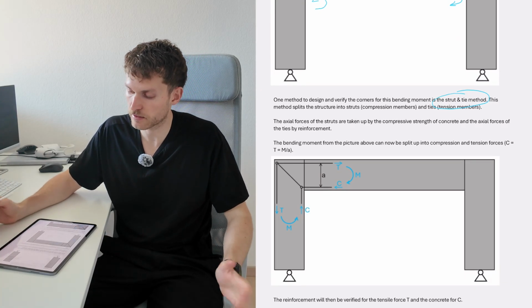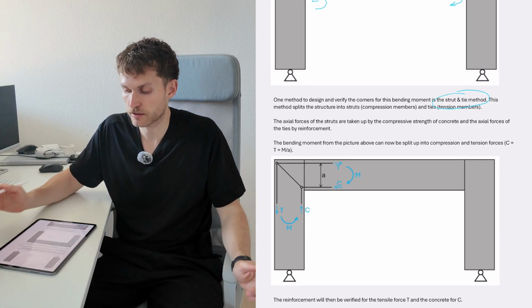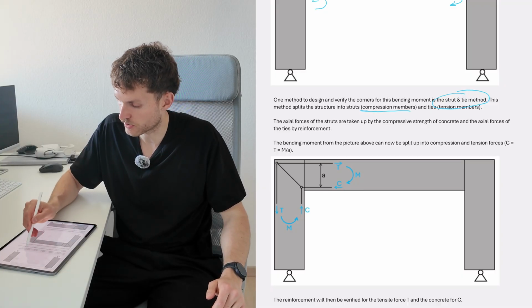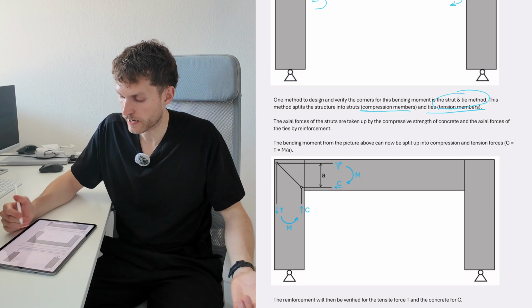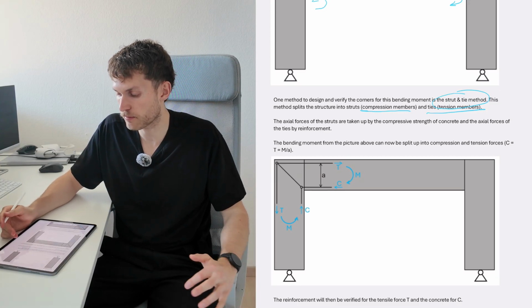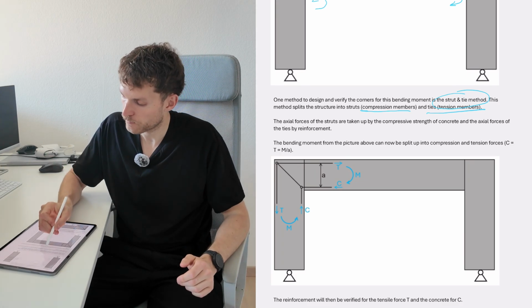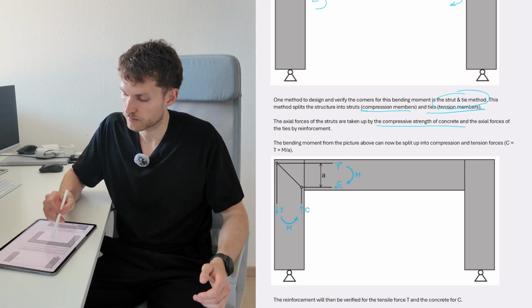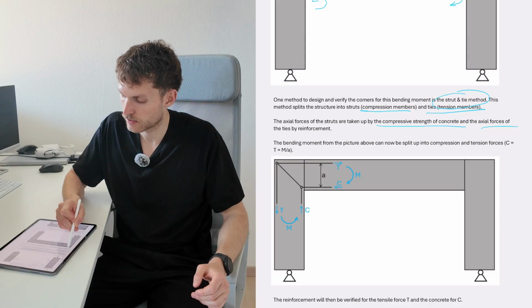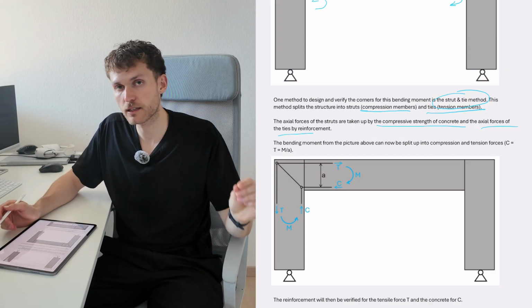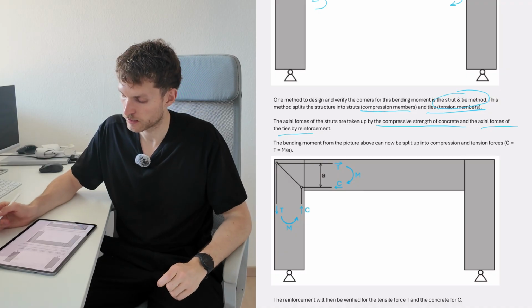But basically, this method splits the structure into struts, which are compression members, and then ties, which are tension members. The axial forces of the struts are taken up by the compressive strength of the concrete, tension forces by the ties, which are reinforcement. So where we define ties, we have to add reinforcement.